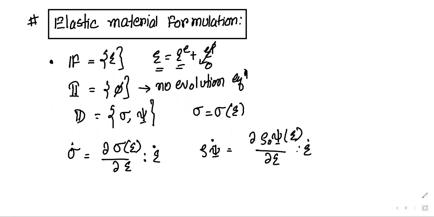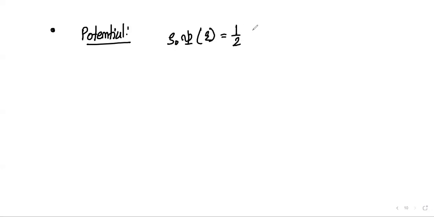Now the next step is to define a potential, the form of the potential. So we're going to postulate a particular form of the potential, a quadratic form, so to speak, which is again described in a pedagogical manner. I'm going to just write this down: half epsilon contracted with the fourth order tensor C, contracted with the second order tensor epsilon. So this is called the Helmholtz free energy.